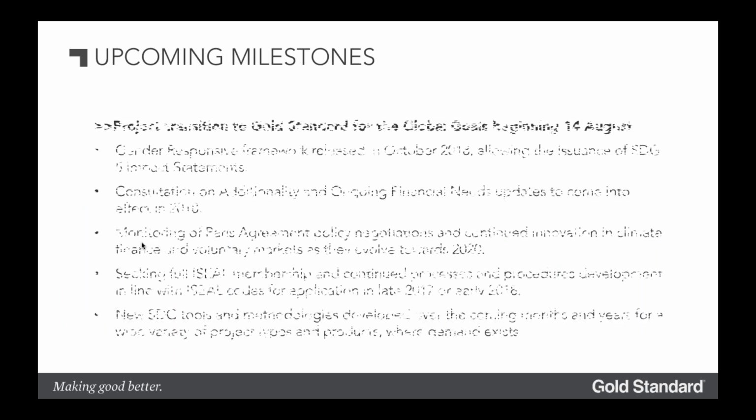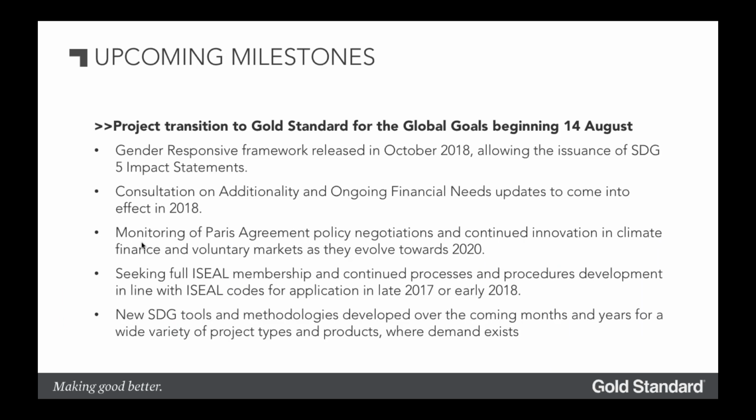So just some upcoming milestones before I finish the presentation. As I said, project transitions to Gold Standard for the Global Goals commence March 1st, 2018. New projects have to use Gold Standard for the Global Goals from the 1st of November. They can use it from the 14th of August. And any existing projects, or projects at any stage really, under version 2.2 can continue to register under version 2.2 if they were submitted to us prior to the 1st of November.